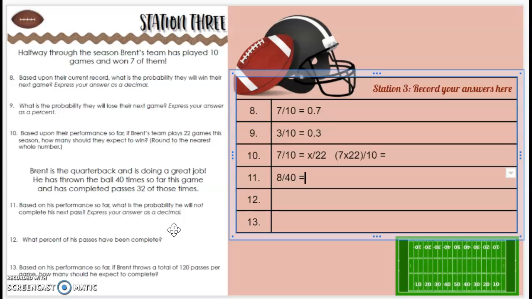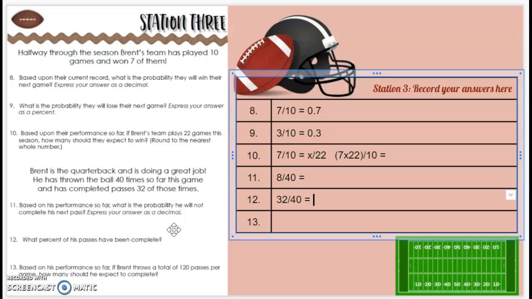I need to do a form of a decimal, so 8 divided by 40 is going to give me my decimal, and I would put that in there. So what percent of his passes have been completed? Well, 32 out of 40 were completed, but I'm going to go ahead and put that in the form of a percent. So I need to change it into a decimal first.